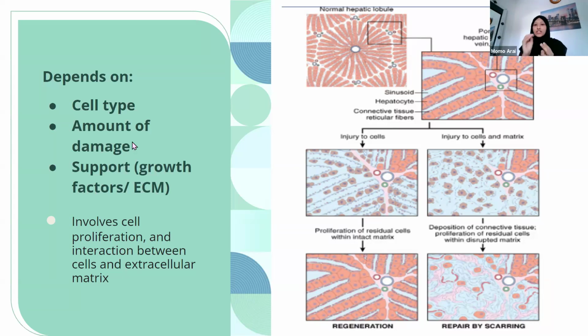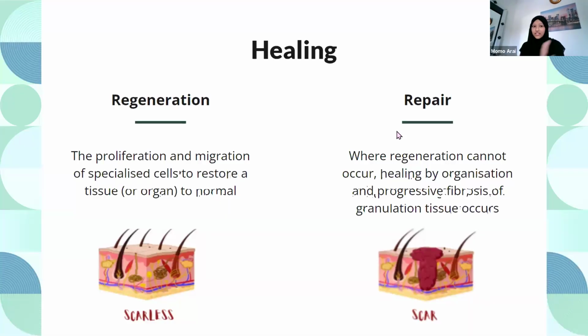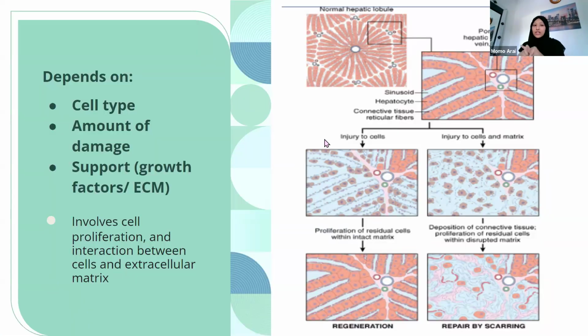Then it depends on the amount of damage that occurred. It makes sense from the name: the more the injury, the harder it is to recover, so it will likely undergo repair rather than regeneration. Do you get the idea? So it's the cell itself, the amount of damage that occurred, and the surrounding of the cell. We have kind of like a support around them, right? It's like a support system for this process to happen, which includes things like growth factors and extracellular matrix.